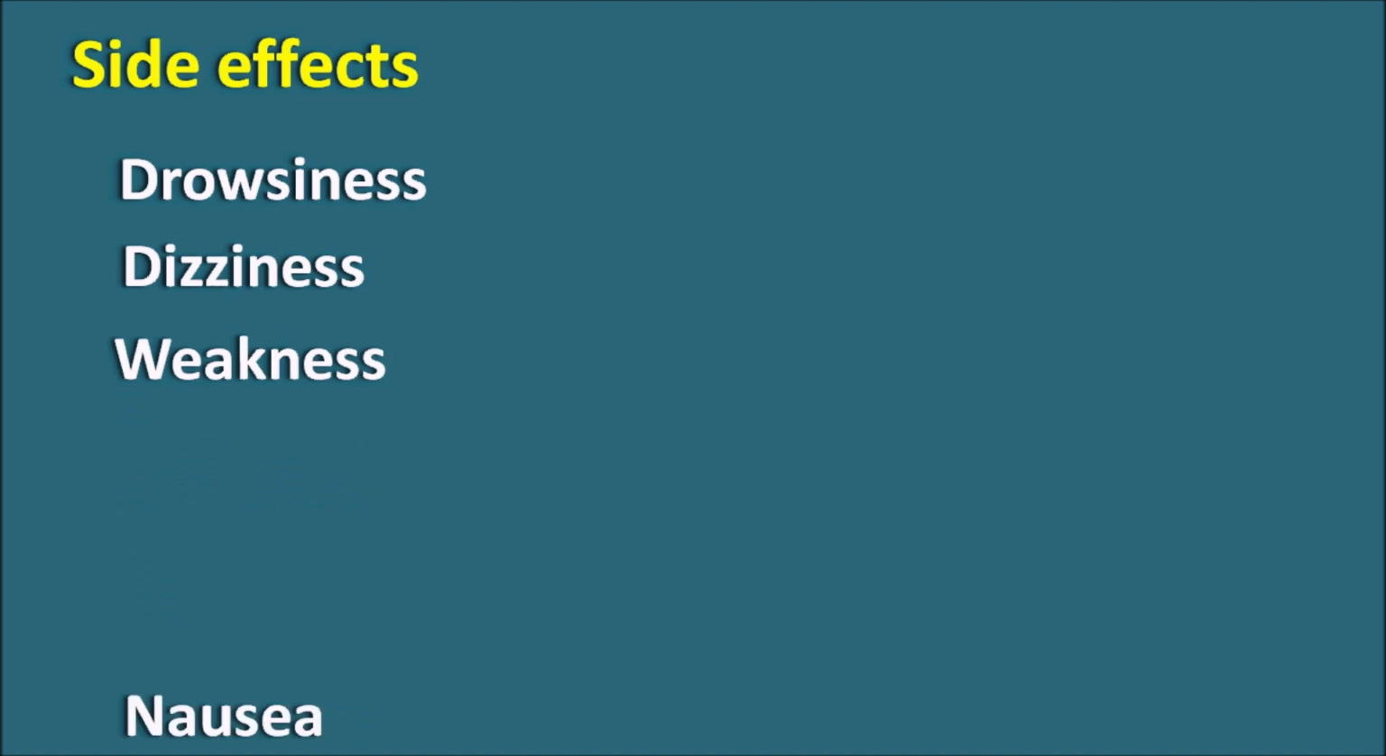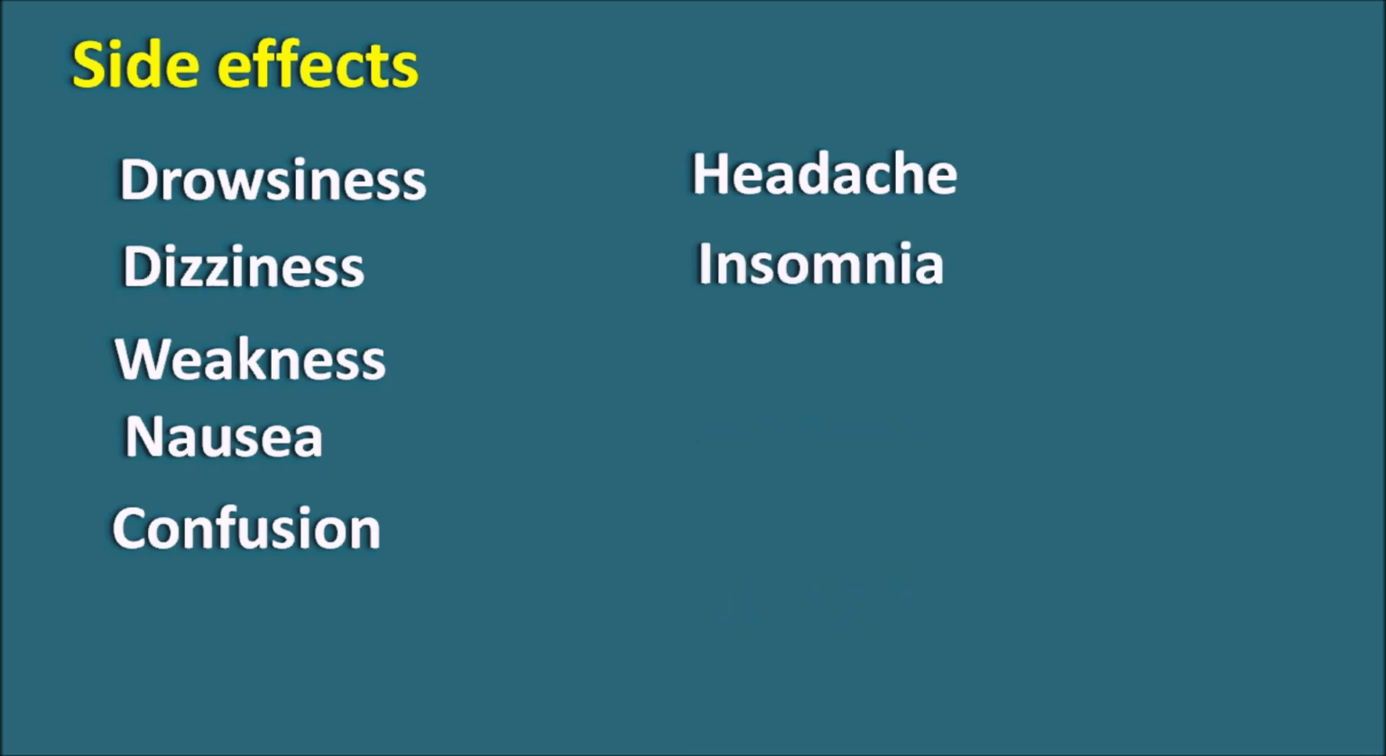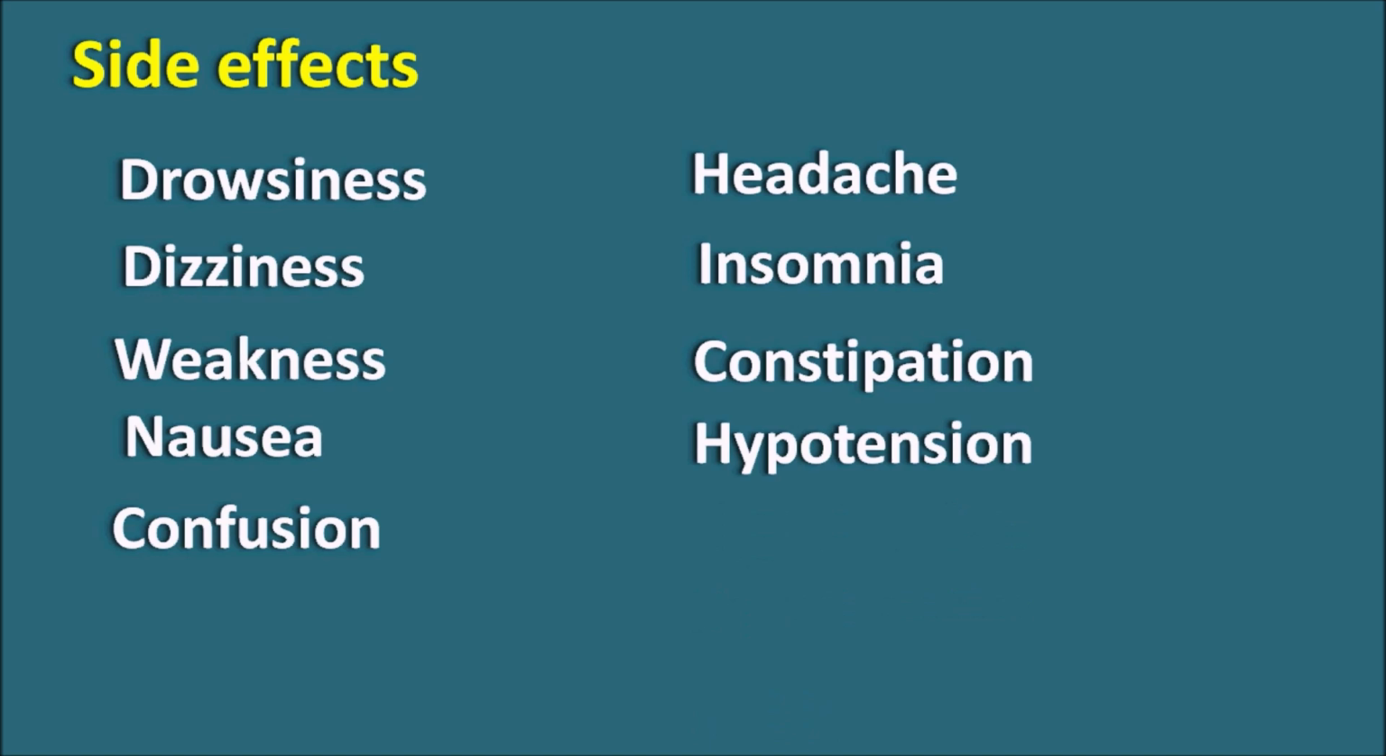What are the side effects? Already we have seen that baclofen produces a few central side effects. This drug can produce drowsiness, dizziness, weakness, and other side effects like nausea, confusion, headache, insomnia, and constipation, and a reduction in blood pressure resulting in hypotension, and increased urinary frequency. Among these, drowsiness, dizziness, and sedation are the important side effects that should be carefully monitored when baclofen is used for a prolonged period.